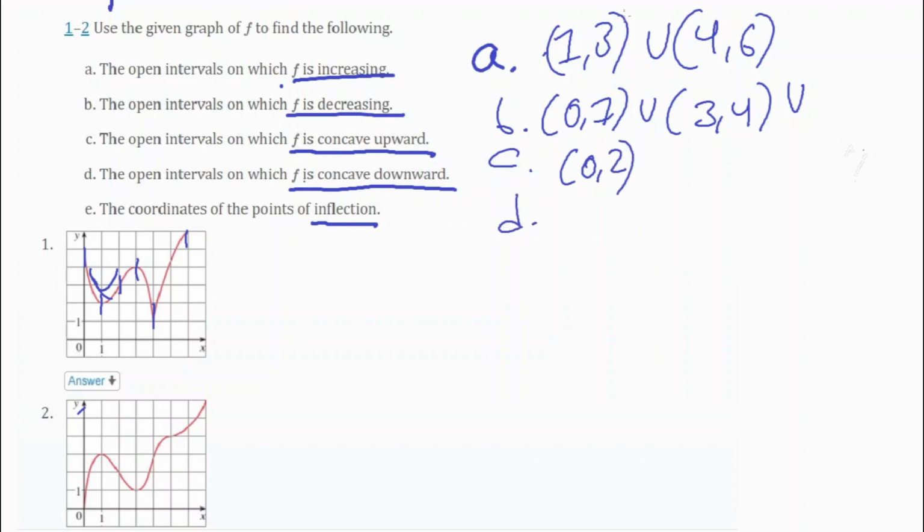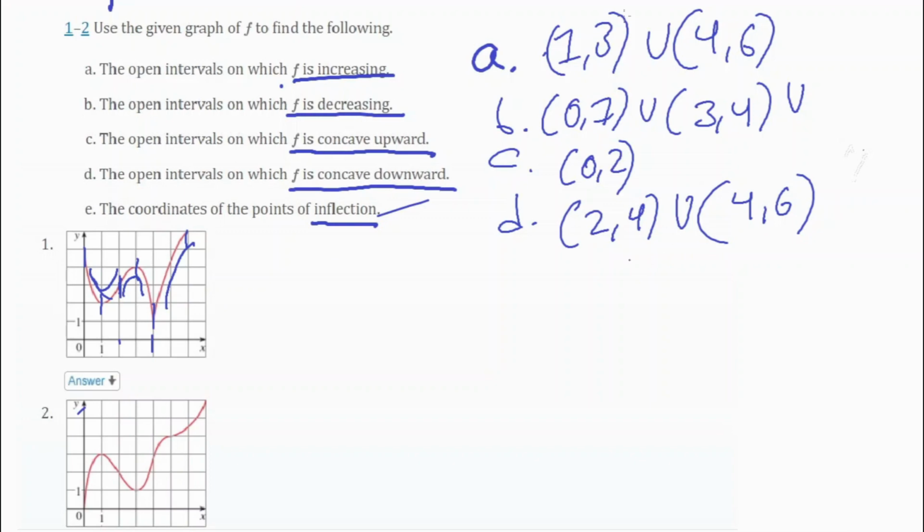Let's go to D. D asks for the open intervals where f is concave down. We see it's concave down over here, and it's concave down at the end over here. Over here it's from an x value of 2 to an x value of 4. So it's concave down from 2 to 4, and it's concave down again from 4 to 6.